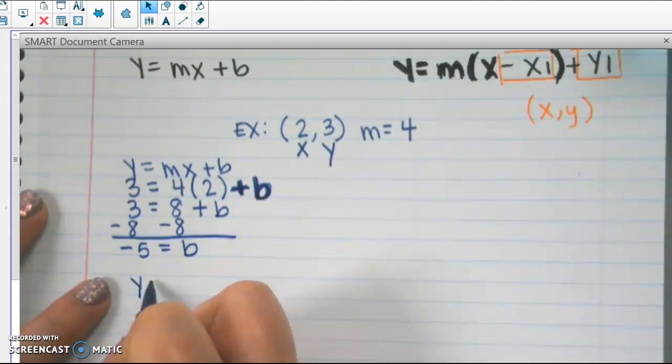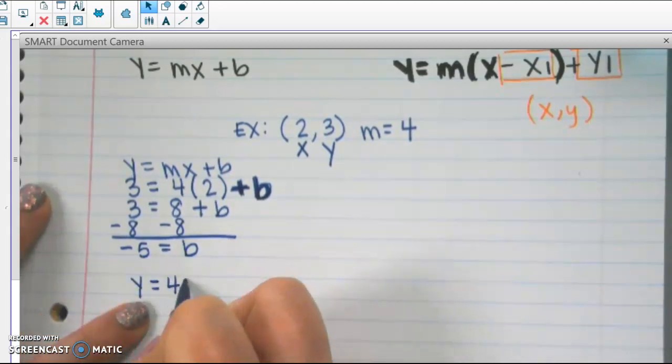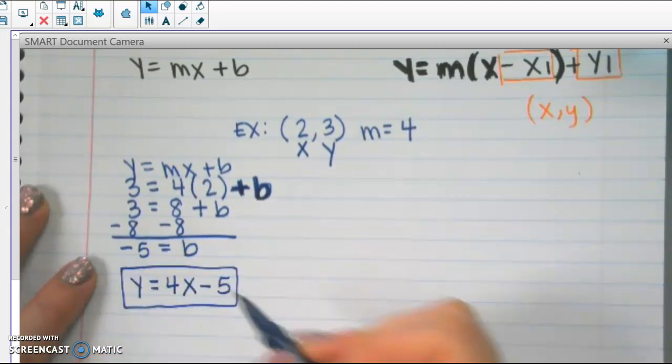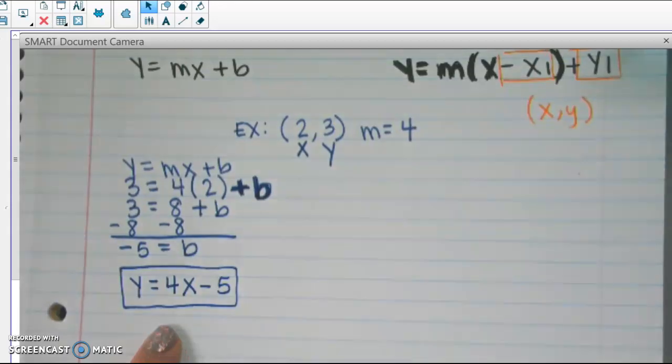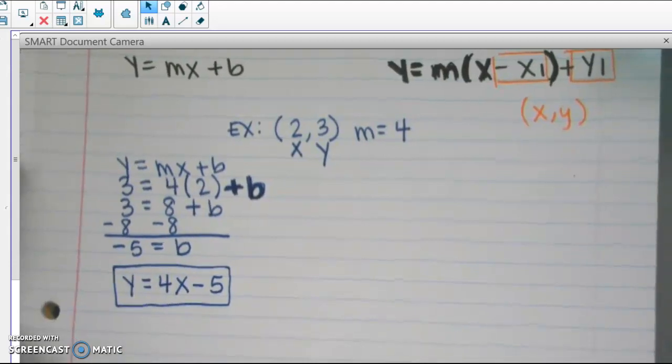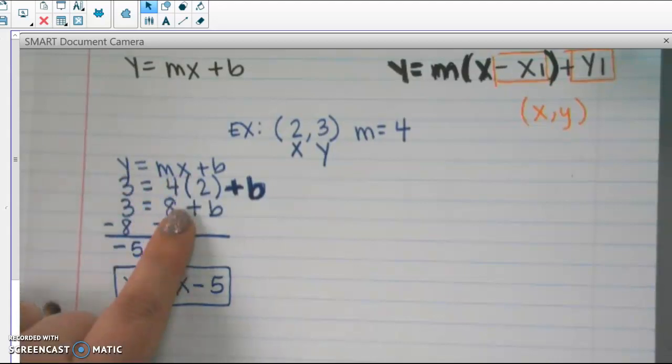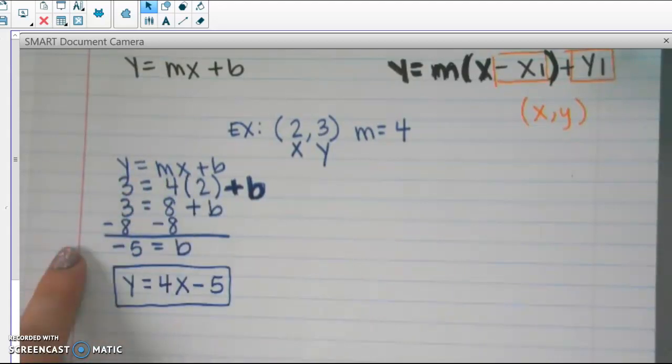So the only thing you have to remember is to write your final answer. Your final answer should look like y equals mx plus b. The m is the slope that they gave you, and I just figured out that my y-intercept is negative 5. So my equation is y = 4x - 5. All right, so basically you're just going to plug in y, m, and x. You're going to multiply. You're going to subtract that answer on both sides, and then you just have to remember to write your final answer as y equals mx plus b.